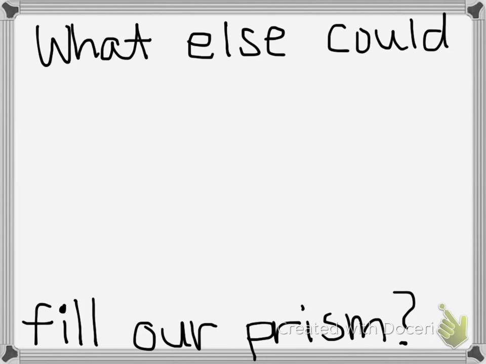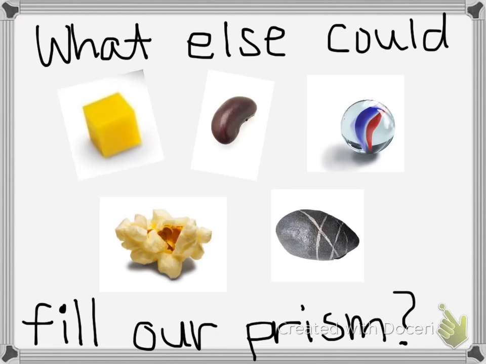Take a moment to think about some other things around your house or classroom that could be used to find the approximate volume of the checkbook box or the rectangular prism. We could use cubes, beans, marbles, popcorn, rocks. There are just so many options to fill up our rectangular prism.